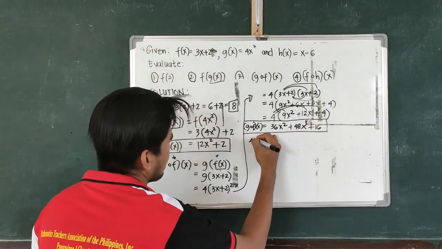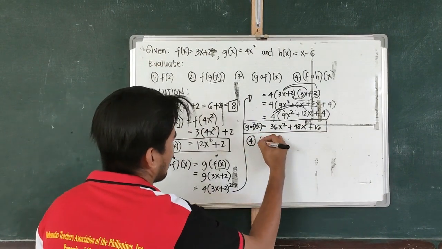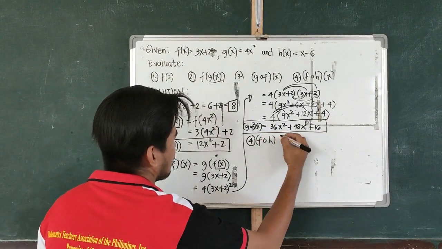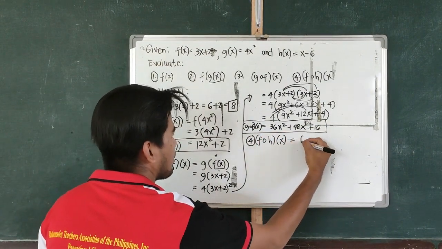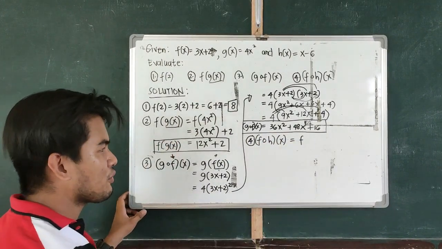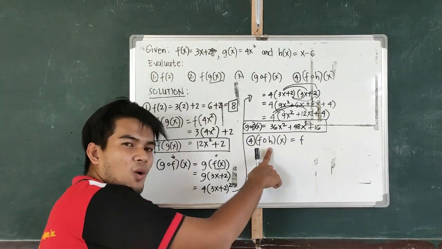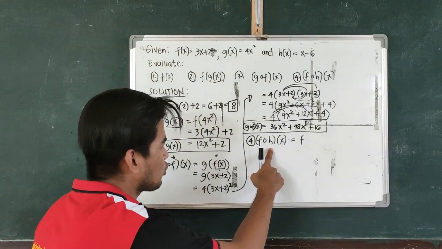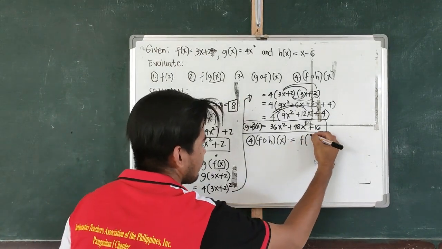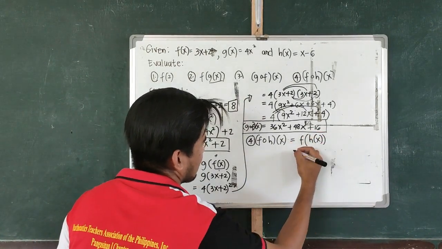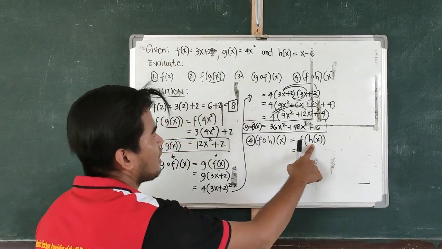For the last example, number 4, we have f circle h of x. So ano yung input function natin? Our input function is h. Why? Kasi siya yung nasa dulo. Understood? F of h of x. So this is equivalent. What is the value of h here?